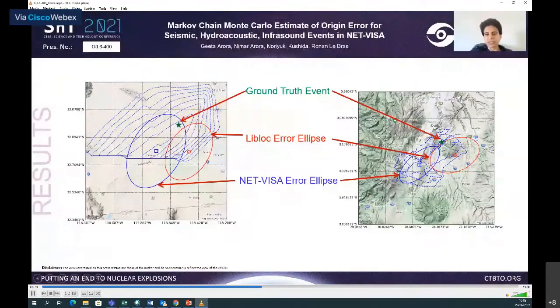Now, in this picture on the right, you can see that the contours are a lot more complicated. This particular contour here is almost disconnected from this main contour here. And the ground truth event unfortunately lies in this disconnected contour. So even though we did not move the event location, the error ellipse that NetVisa found still does not contain the ground truth event.